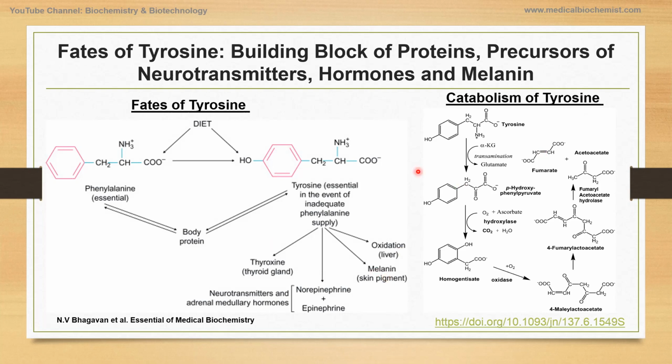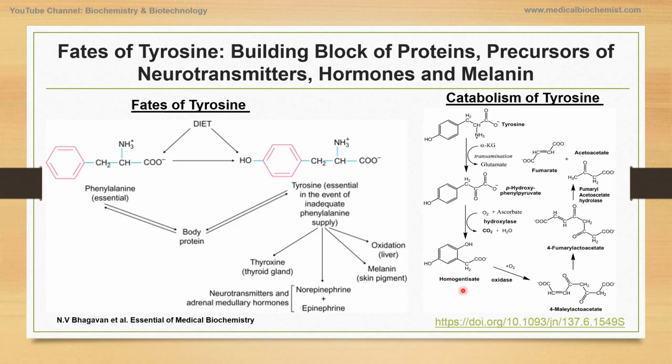And the figure here on the right shows the catabolism of tyrosine, where the tyrosine first undergoes transamination and donates its NH3 group to form glutamate. And the tyrosine is converted into para-hydroxyphenyl pyruvate. Next, this para-hydroxyphenyl pyruvate is hydroxylated and homogentisate is formed. And the enzyme responsible for this reaction is para-hydroxyphenyl pyruvate hydroxylase.